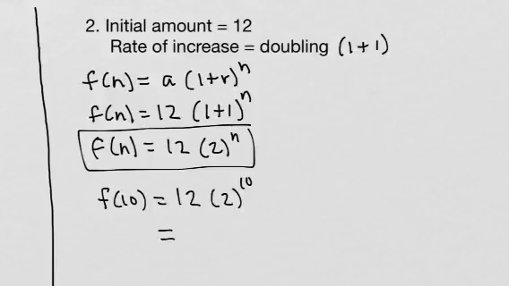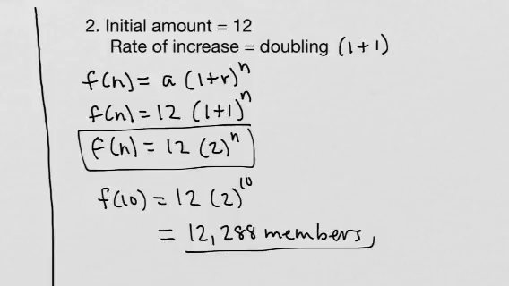So when you input that, you'll be able to check right now, because what I do want you guys to do is, I'm giving you the answer next, but try it out on your calculator. Make sure you are able to get this answer. So when you input it, you get 12,288. Okay, and we're talking about people, so 12,288 members.